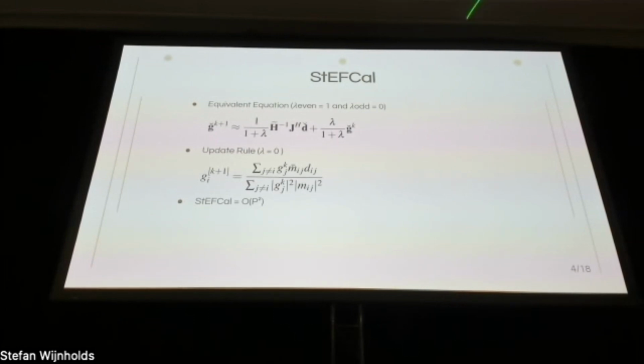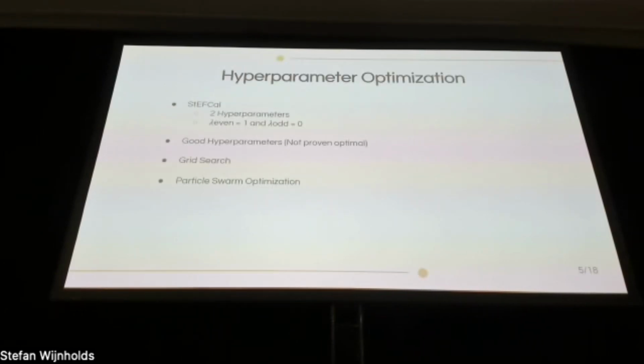Here's another way of describing the update equation of STEF-Cal, where we set lambda equals 0. Getting the inverse of the scaled Hessian, well, the diagonal Hessian, is much easier than getting the inverse of the full Hessian. So this makes STEF-Cal p to the power of 2 in complexity.